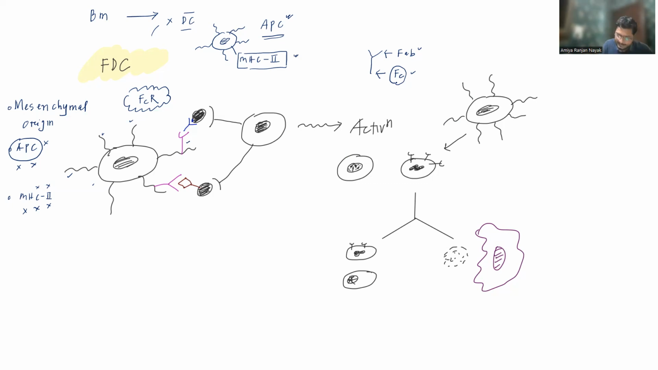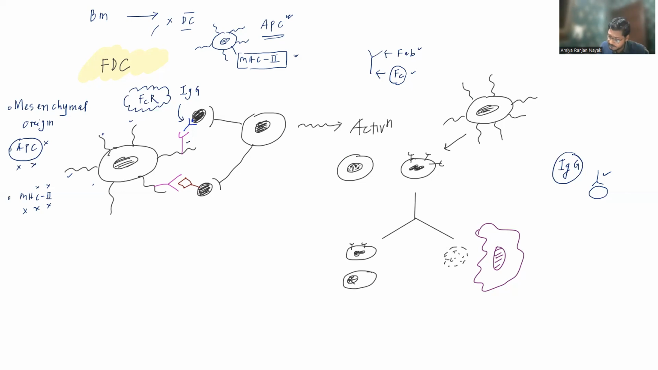Especially the IgG class of antibody, they act as opsonins. So what are opsonins? Opsonins are those substances which can bind upon certain antigens and make these antigens palatable for the macrophages, or you can say for the follicular dendritic cells. So basically, they are making these antigens palatable for various cells. So these are known as opsonins. And among the immunoglobulins, IgG is a very important opsonin.